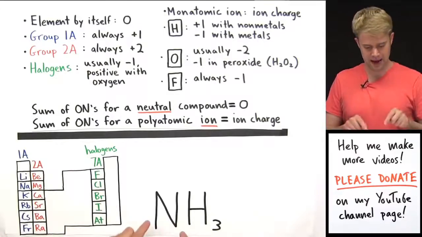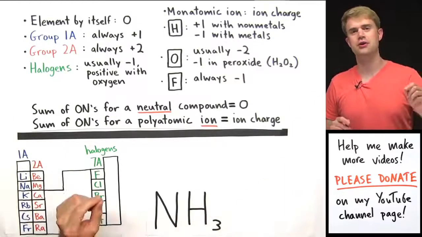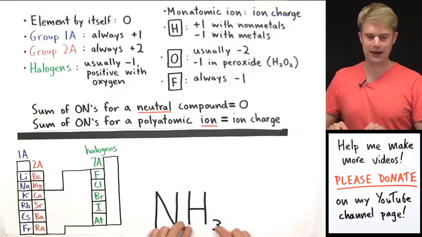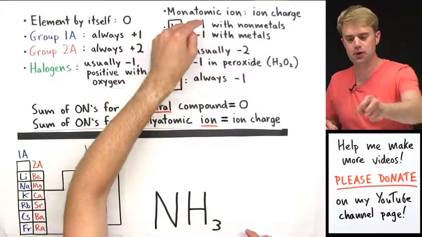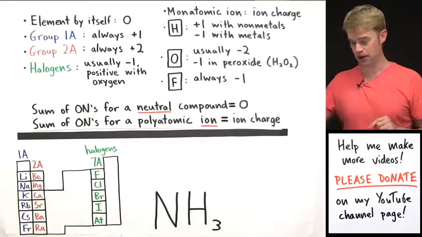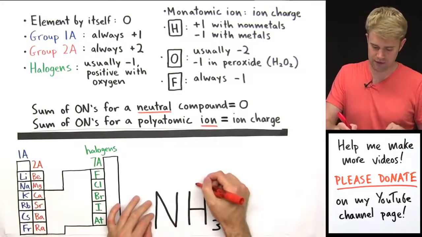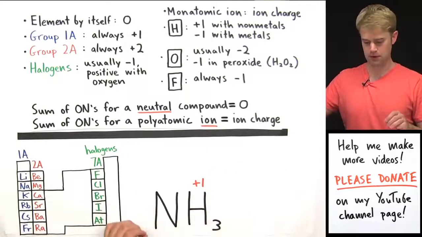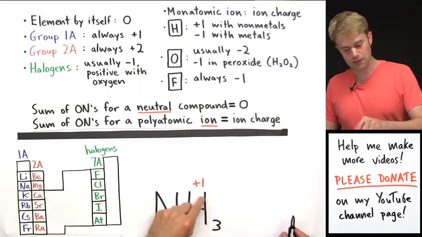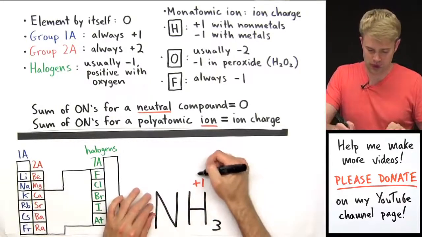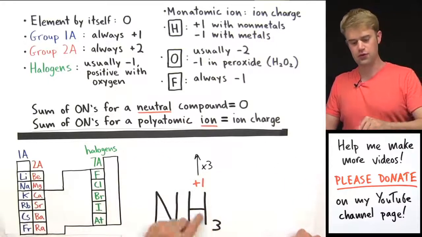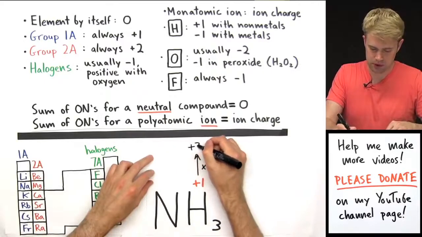NH3. Okay, N, there isn't any information about that. So just like in the last example, we'll have to figure out its oxidation number using what we do know. Here we've got hydrogen. There's a rule for hydrogen. Hydrogen is +1 with nonmetals and -1 with metals. So nitrogen is definitely a nonmetal, which means that in this case, hydrogen is going to have a +1 oxidation number. Okay, but there are 3 hydrogens. Each one of them has a +1. So what we have to do is multiply this +1 times 3 for the 3 hydrogens, and that's going to give us +3.